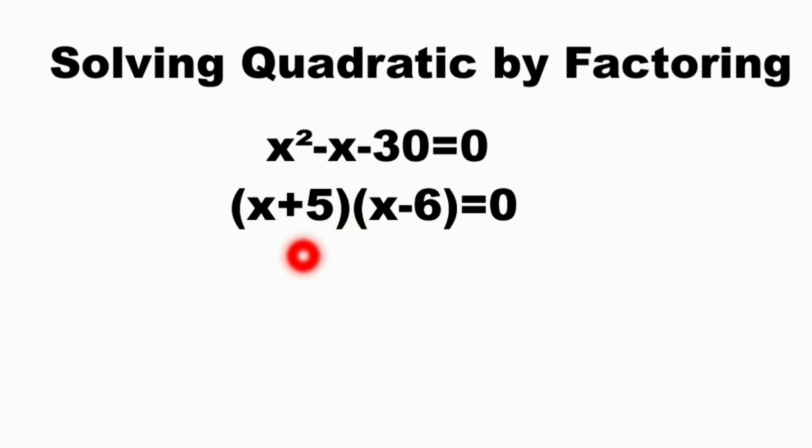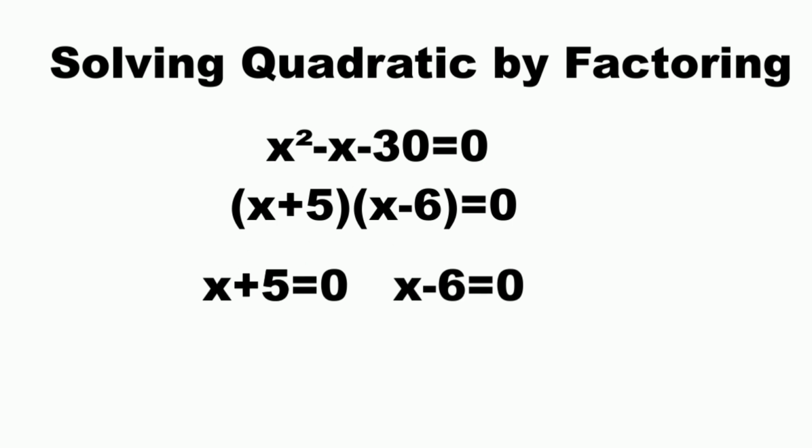Then using the zero factor property, set these two equal to 0. So x plus 5 is equal to 0 and x minus 6 equals 0. Transpose 5 to the right, so x sub 1 equals negative 5, and transpose 6 to the right side, x sub 2 equals 6. So there are two values of x here, one is negative 5 and the other is positive 6.